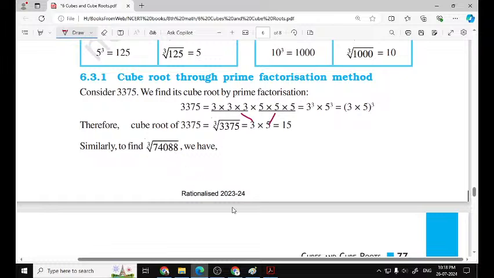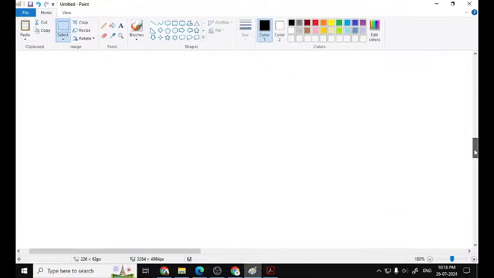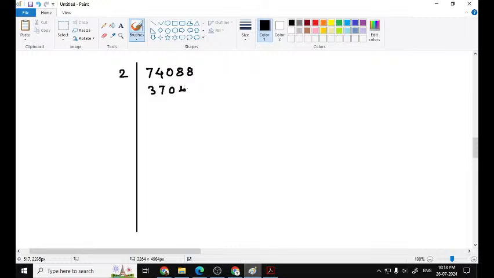Now let us find cube root of 74088. Number is divisible by 2. 37044, which is divisible by 2. 18522, 9261. 9261 is not divisible by 2. We divide this by 3.